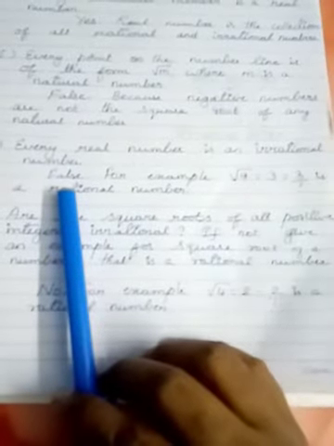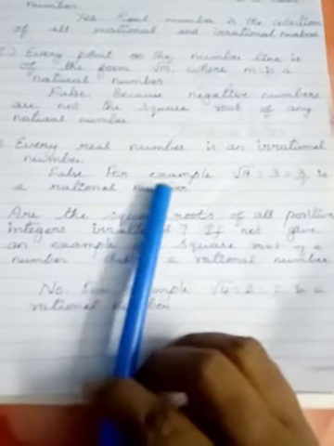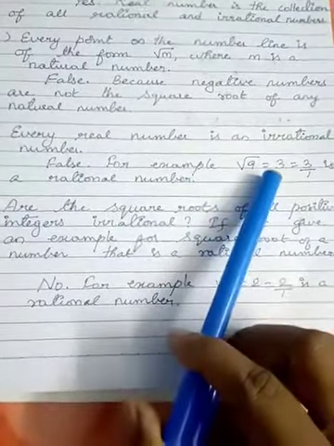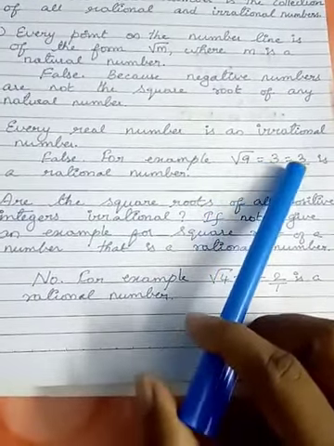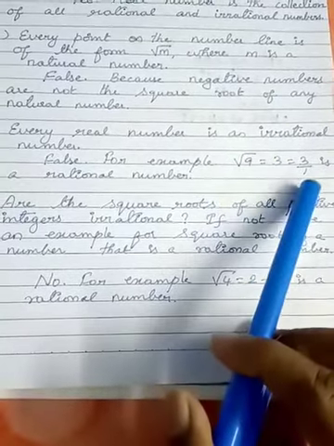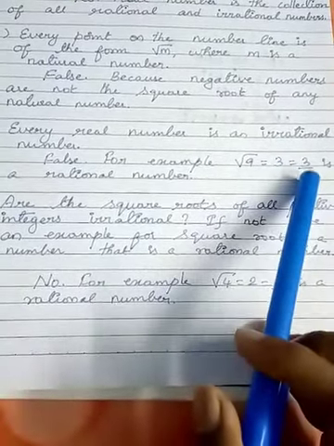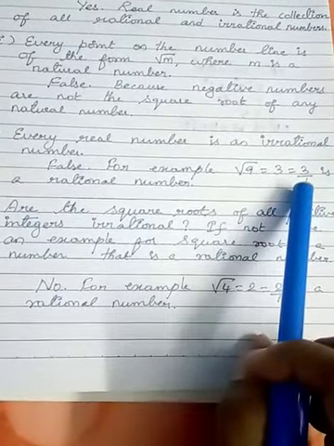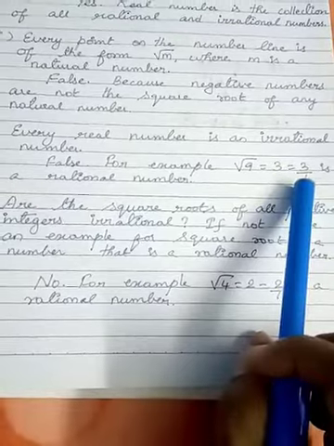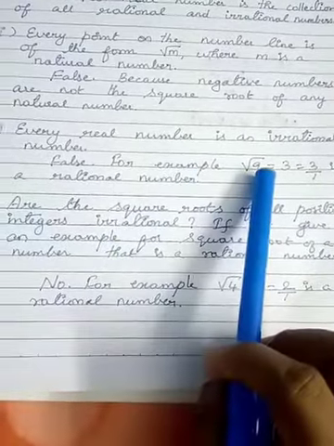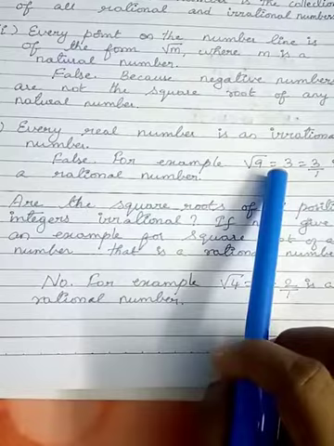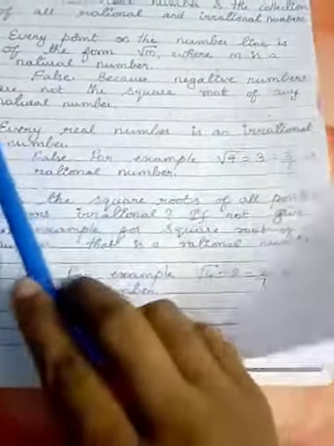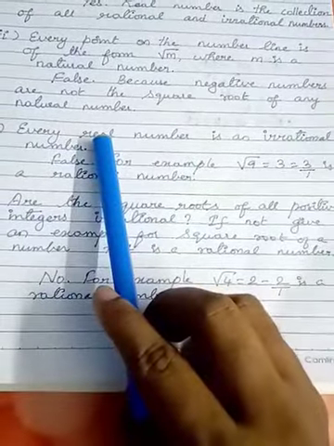So obviously the answer is false, because for example, when we consider square root of 9, which is 3, it can be written in the form of p by q, that is, 3 can be written as 3 by 1, where the numerator 3 and the denominator 1 are both integers and the denominator q is not equal to 0 as well. So we have a number in the real number line which is also a rational number. So every real number is an irrational number is false.